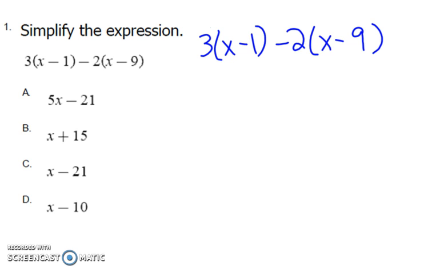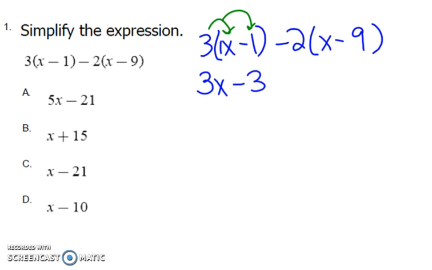So this 3 is going to distribute to the x and to that negative 1. Now, the one thing we need to remember, there's no coefficient in front of that x, so I'm going to put a 1 there to remind myself. 3 times 1x becomes 3x, and 3 times negative 1 becomes negative 3.